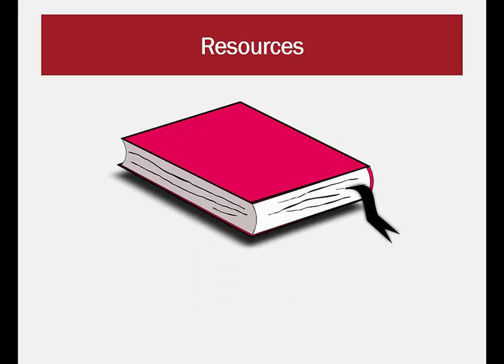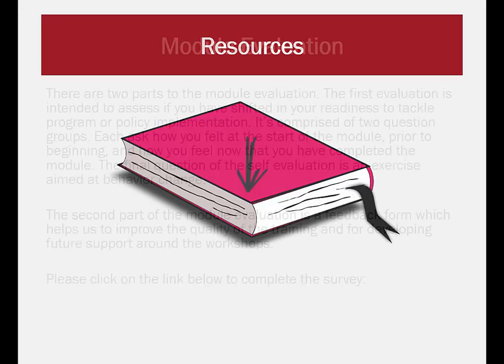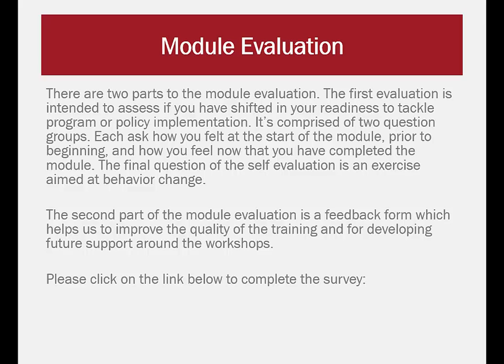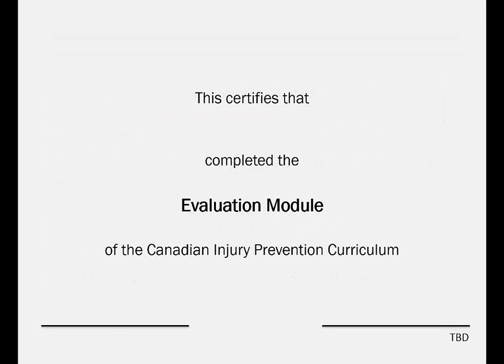Here you will find some recommended resources and readings on implementation if you would like some further information. There are two parts to the module evaluation. The first is intended to assess if you have shifted your readiness to tackle program/policy implementation. It's comprised of two question groups. Each asks how you felt at the start of the module, prior to the beginning, and how you feel now that you have completed the module. The final question of the self-evaluation is an exercise aimed at behavior change. Congratulations! You have completed this module.